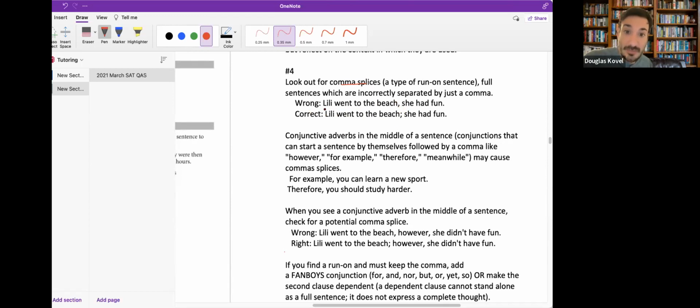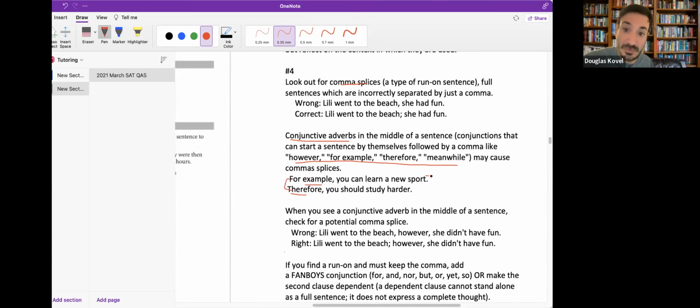One context in which comma splices are tested involves parts of speech known as conjunctive adverbs, which the chapter in my book right after the one I showed you a preview of does go over. You could think of conjunctive adverbs as conjunctions that can start a sentence by themselves when they're followed by a comma. Some of the most common ones are however, for example, therefore, and meanwhile, and these are often involved in comma splices. I just wanted to show you how conjunctive adverbs function. Notice here: for example, you can learn a new sport. Therefore, you should study harder. These are conjunctive adverbs because I can put them at the beginning of a sentence, put a comma after them, and then have a full sentence. That's why these function as conjunctive adverbs.